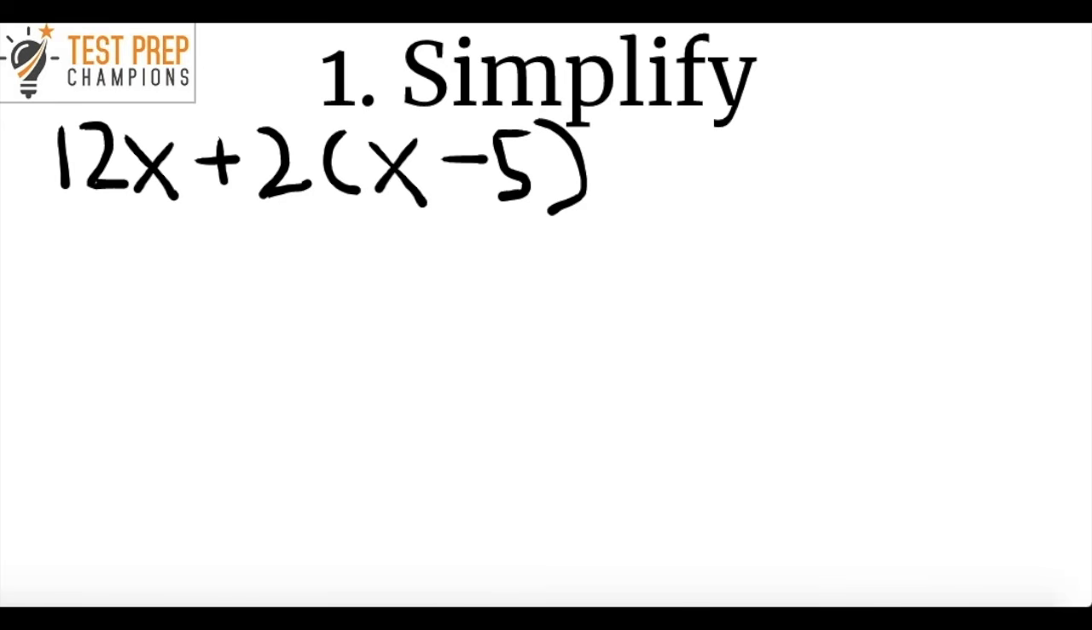Okay, question 1 is to simplify 12x plus 2 times x minus 5. So you're going to simplify 12x plus 2 times (x minus 5). So pause the video and try to do this now. Okay, let's go over how to do this.